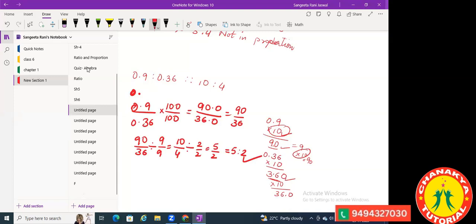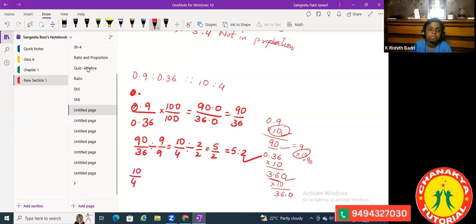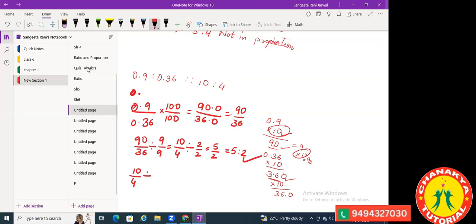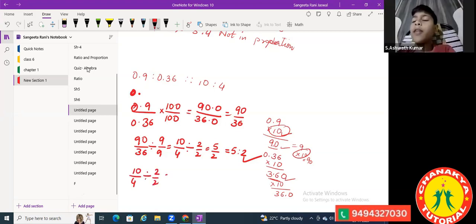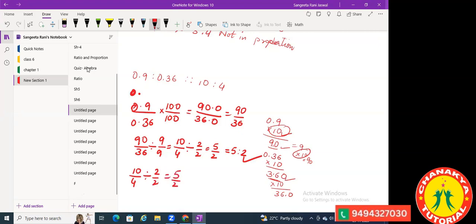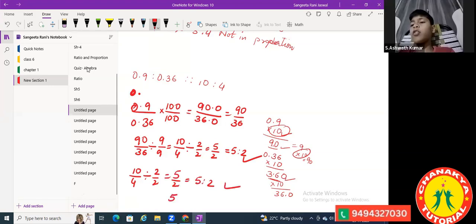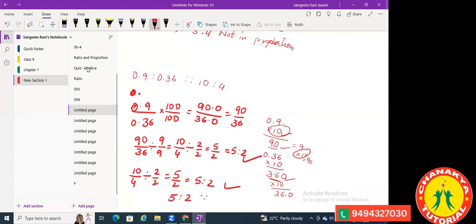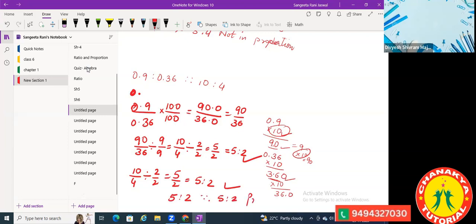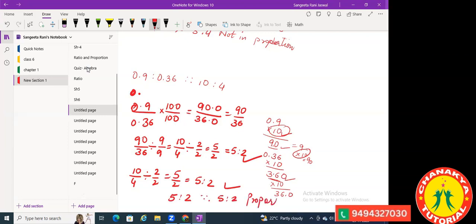So you understood one ratio, no? Another ratio is 10 by 4. Now here 10 by 4 can be reduced. I divide by 2, I will get 5 by 2, which is equal to 5 is to 2. So are these both equal? Yes, ma'am, they are equal. 5 is to 2 as 5 is to 2. So they are in proportion. Okay, everyone understood? Yeah, ma'am.